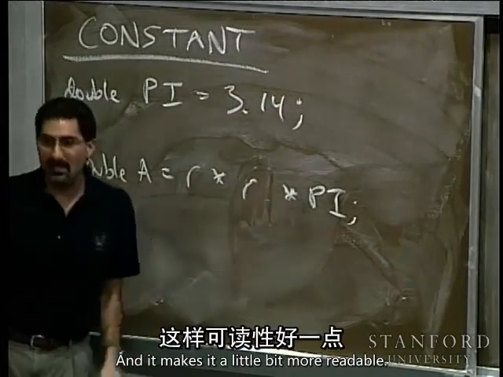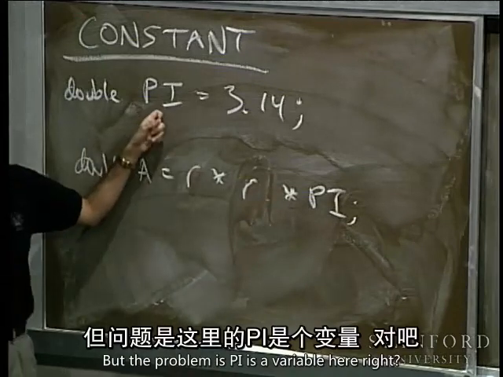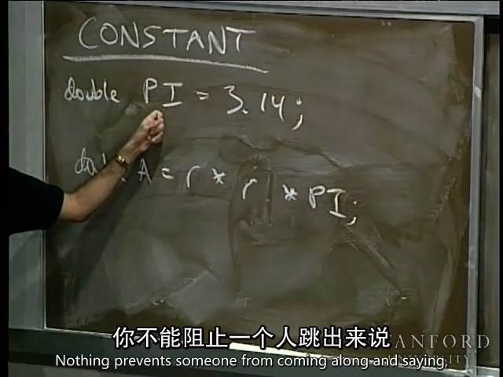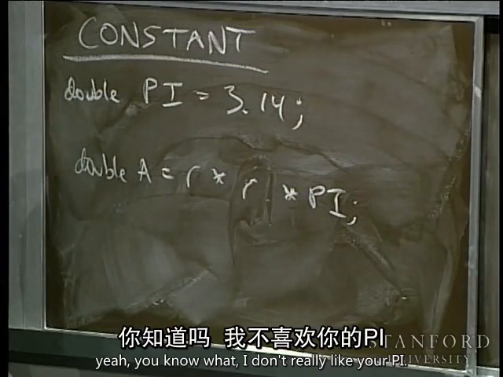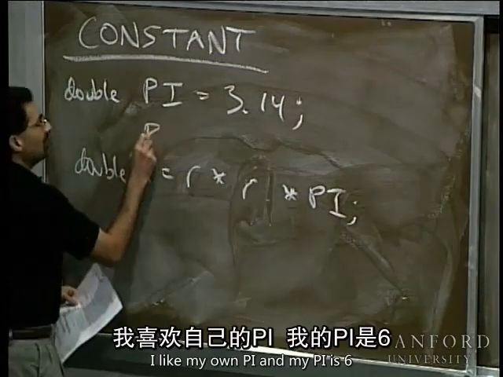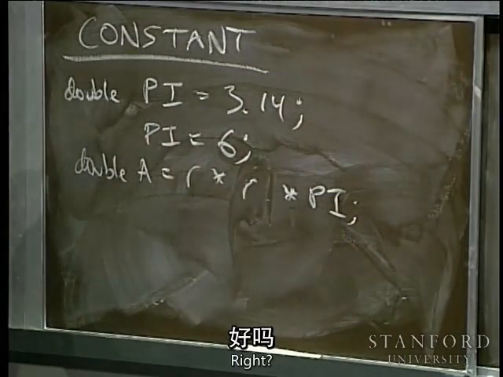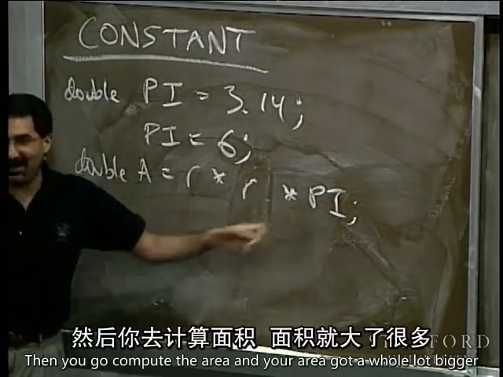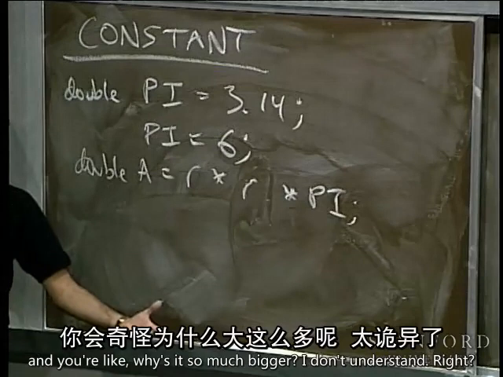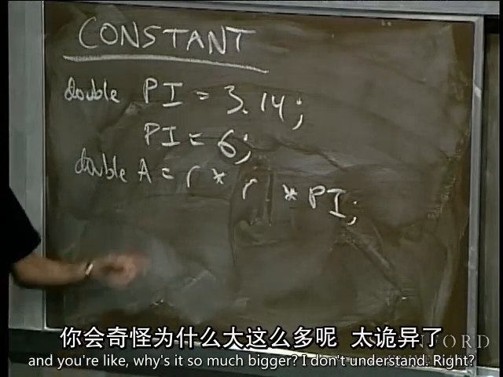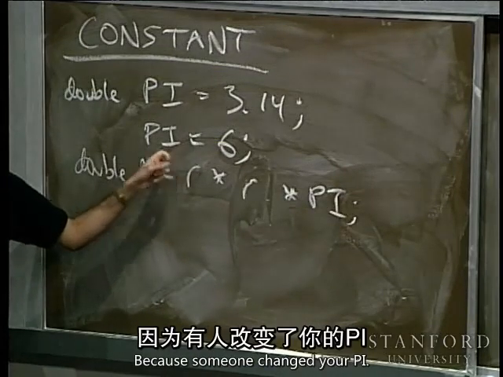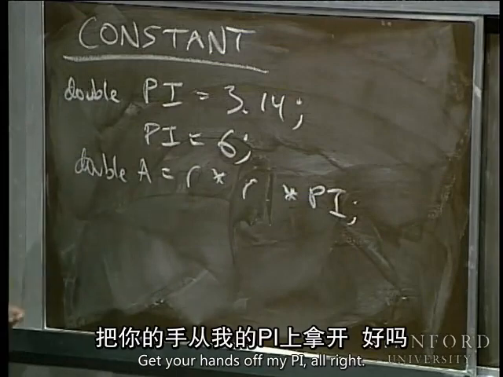I can just do this for computing the area and everything's just fine, right? And it makes it a little bit more readable. But the problem is, pi is a variable here, right? Nothing prevents someone from coming along and saying, yeah, you know what? I don't really like your pi. I like my own pi. And my pi is 6 because it's just bigger. Right? So then you go compute the area, and your area got a whole lot bigger. And you're like, why is it so much bigger? I don't understand. Right? Because someone changed your pi. Get your hands off my pi, all right?